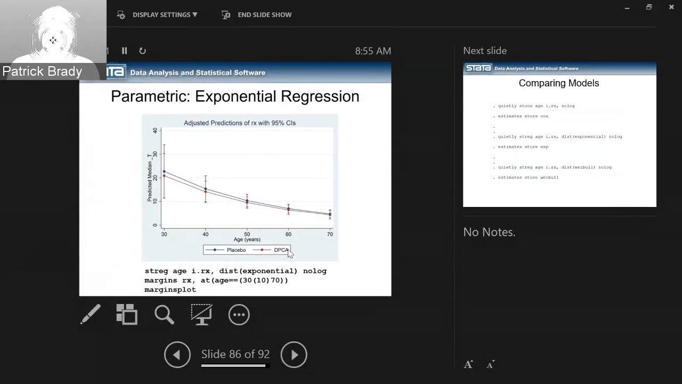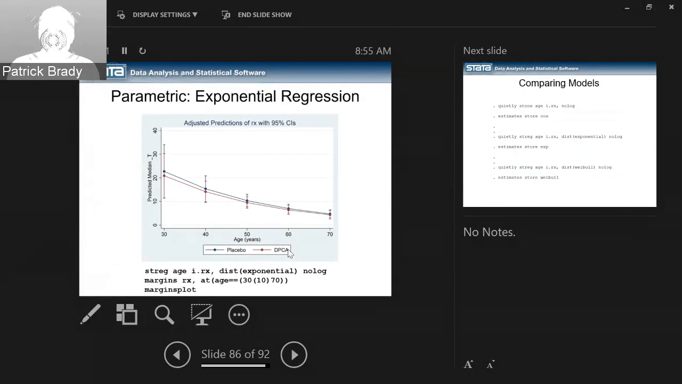Now, what's interesting about this slide is that it's again showing that the time is shorter for the treated group versus the placebo group. Now, that may be because those lines crossed. Remember when we did the non-parametric Kaplan-Meier curve? The lines crossed. And that's another argument for going back and looking at non-parametric things.